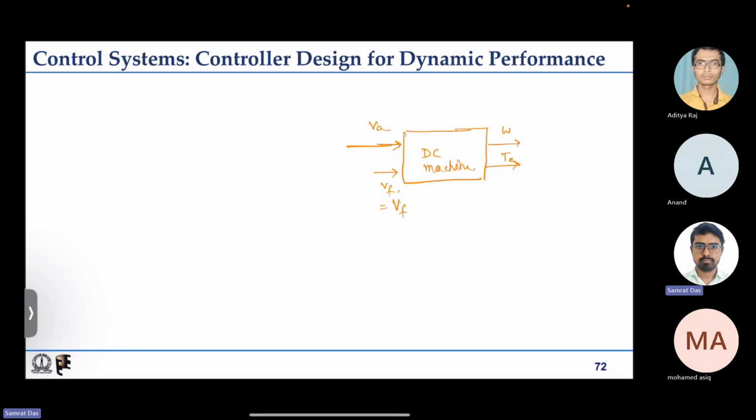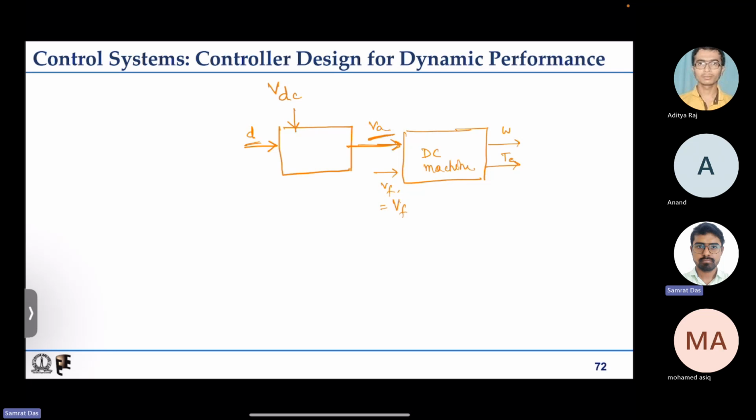The next step is that we will feed the DC motor with a power electronic converter, whose inputs are the duty ratio and the DC link voltage, or the input voltage of this DC to DC converter. We will try to change the armature voltage by varying this duty ratio instead of directly varying the armature voltage. This is the next level.